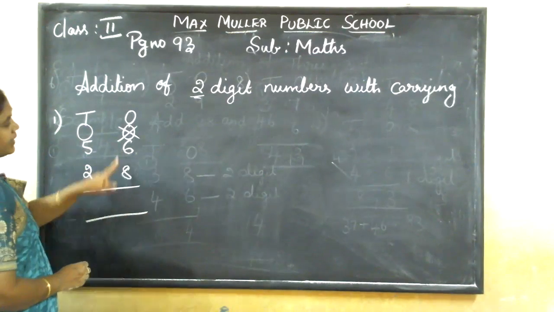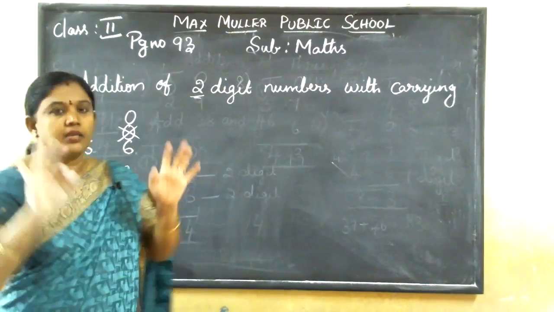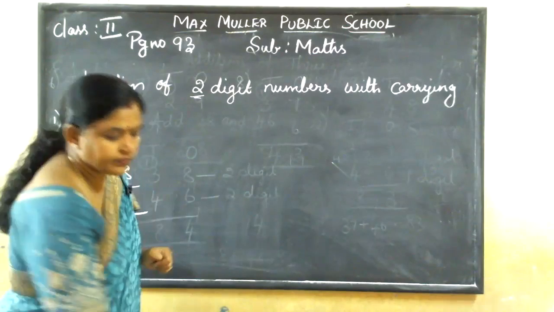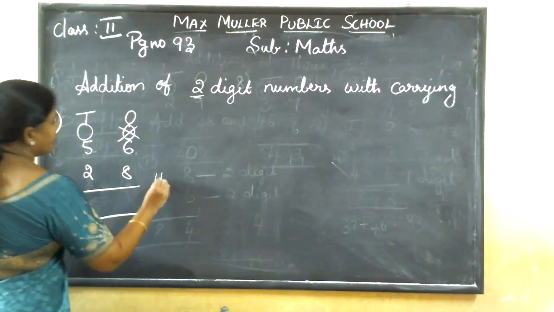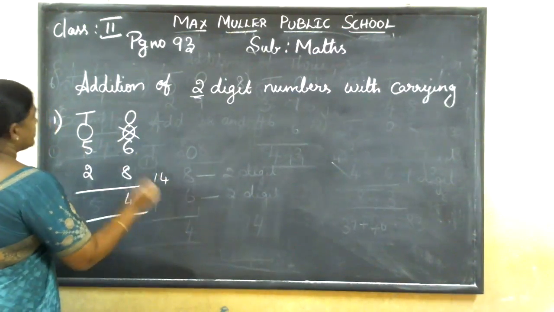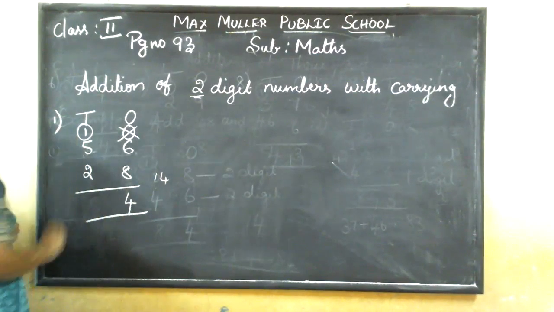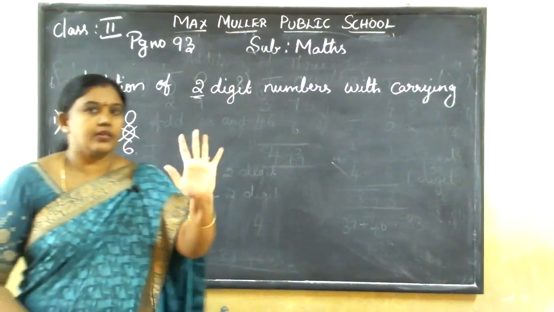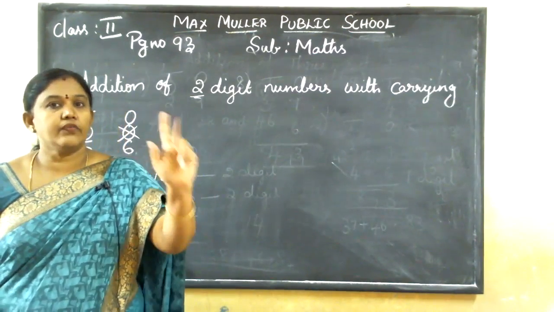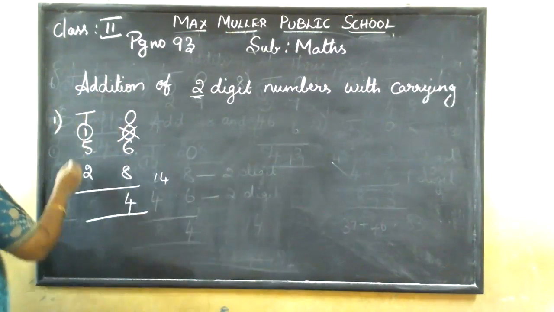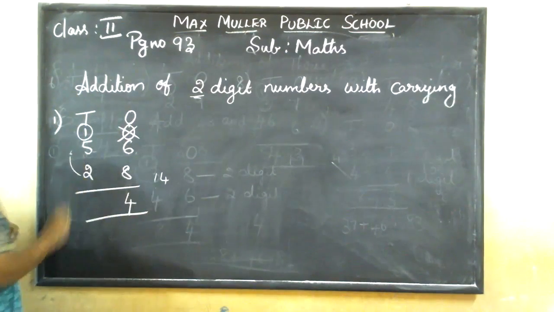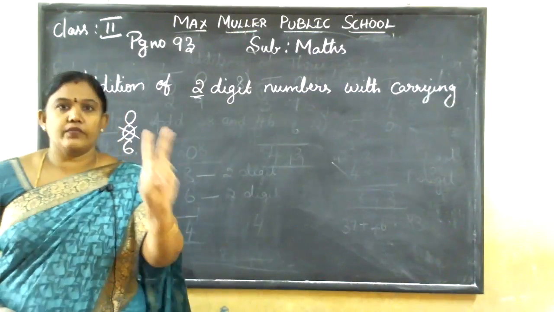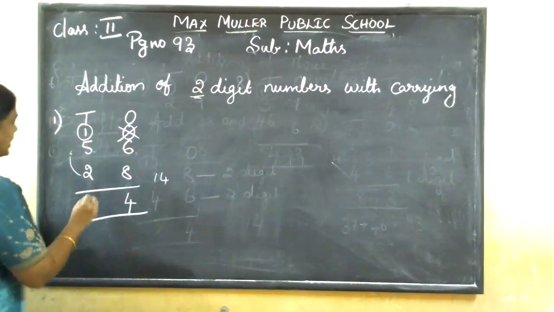See, 6 in the mind, 8 on the fingers. After 6: 7, 8, 9, 10, 11, 12, 13, 14. 14 means 4. See, 4 you will write here. What you will carry to the tens column. 1 plus 5, we will add both first. 1 in the mind, 5 on the fingers. After 1: 2, 3, 4, 5, 6. 6 we will get now, children. 6 plus 2. 6 in the mind, 2 on the fingers. After 6: 7, 8. 8 is the answer.